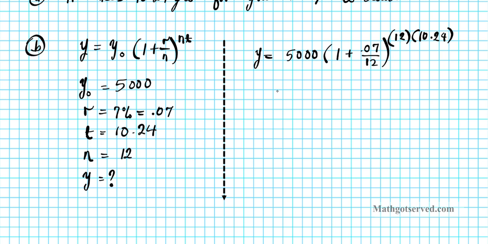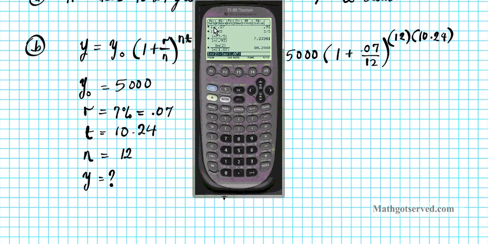We can plug this whole expression into our calculator and determine what the whole thing is in one step. So we're going to do 5,000 times 1 plus, I'm going to group this fraction in parentheses so I don't get confused, 0.07 divided by 12. Close that. Now we're going to raise this expression in the parentheses to the power of parentheses 12 times 10.24. Press enter. Let's go over our pretty print to make sure that our entry is consistent with this expression: 5,000 times 1 plus 0.07 over 12 raised to the 12 times 10.24.